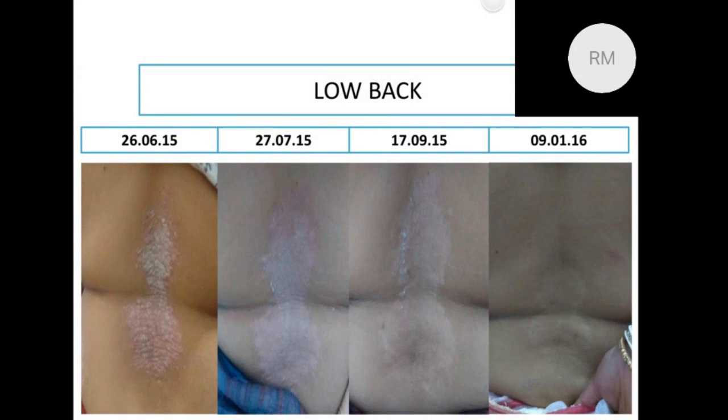Here we can see in her stomach, it was not severe, but towards the end that had also completely disappeared. Her nail had problems which got resolved after the treatment. Here the nail is affected, and after the treatment it is resolved.